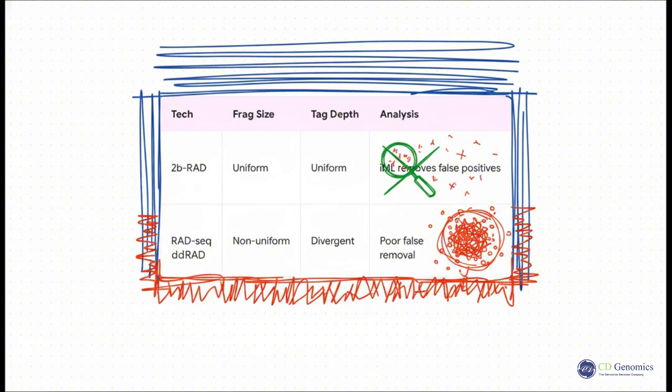With traditional RAD-Seq, fragment sizes are just naturally non-uniform, which leads to wildly divergent tag sequencing depths. It's incredibly uneven. But with 2b-RAD, both the fragment size and the tag sequencing depth are wonderfully uniform. And when it comes to data analysis, while older methods get bogged down by false positives from repeated sequences, 2b-RAD brings in a new data typing algorithm called IML. This effectively slices right through the noise, completely removing the distraction of those false positives.